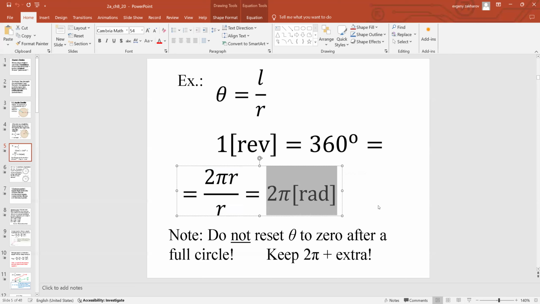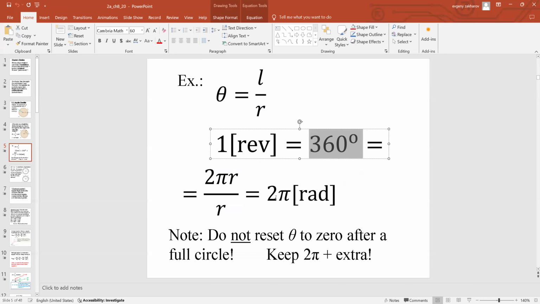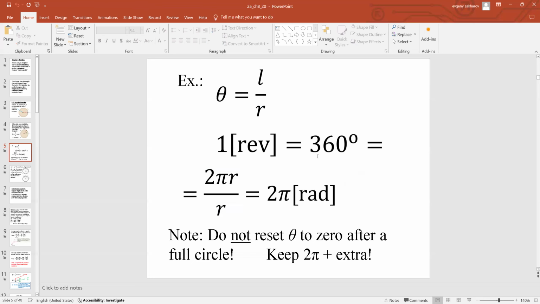I'm pretty sure you've heard pi over 2, pi over 4. So all of those angles in radians correspond to certain degrees, and you can easily convert between the two using this conversion factor. 360 degrees is 2 pi radians. 180 degrees would be pi radians, 90 degrees is pi over 2 radians, and so on.